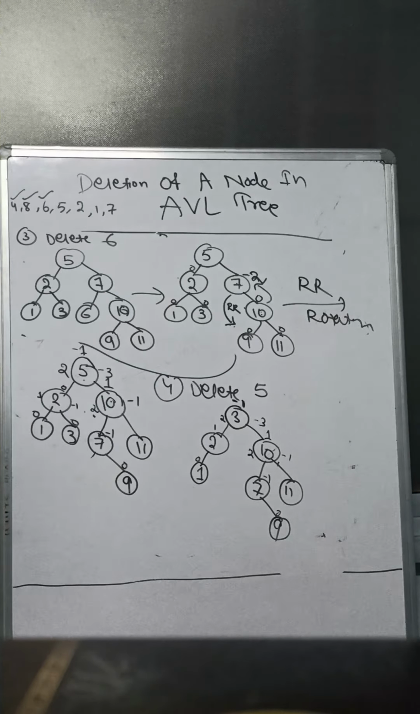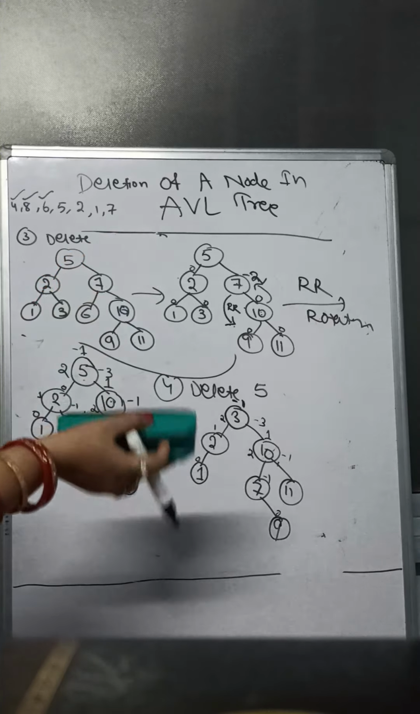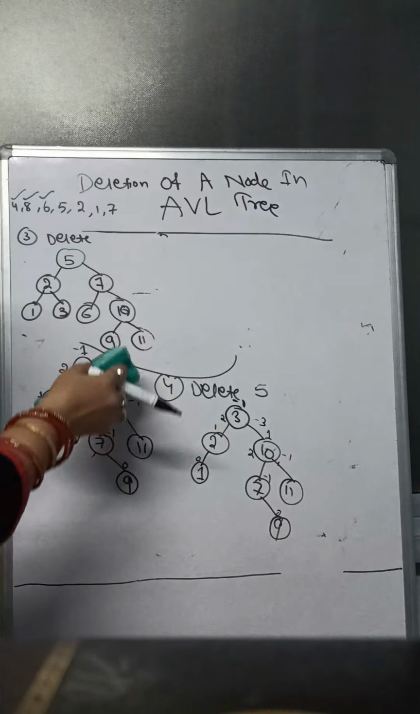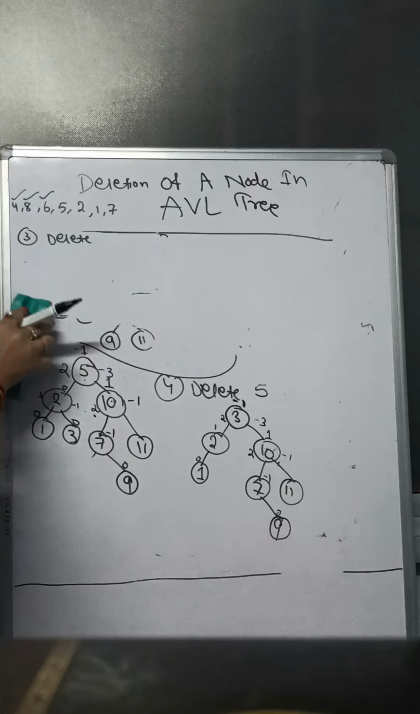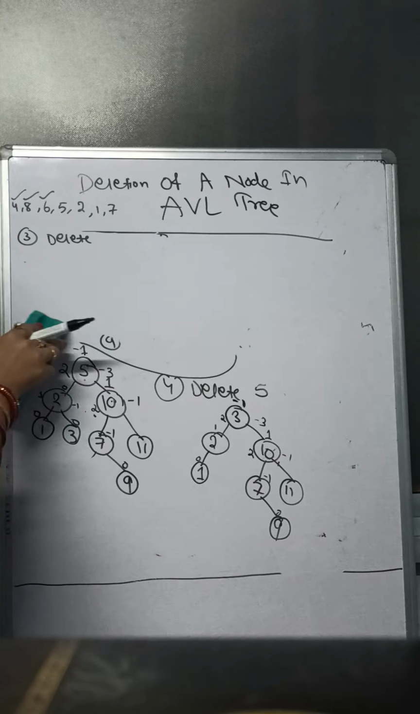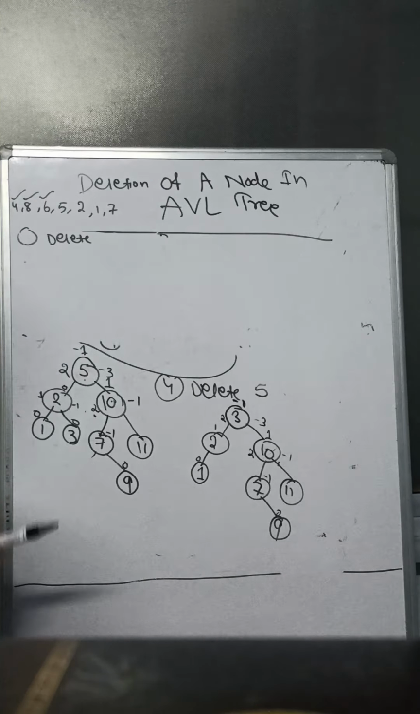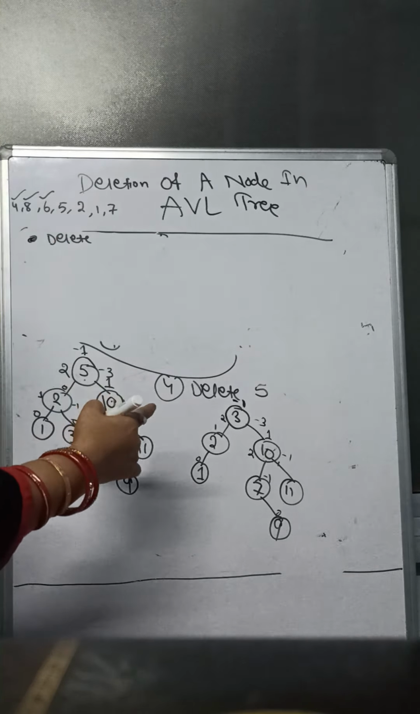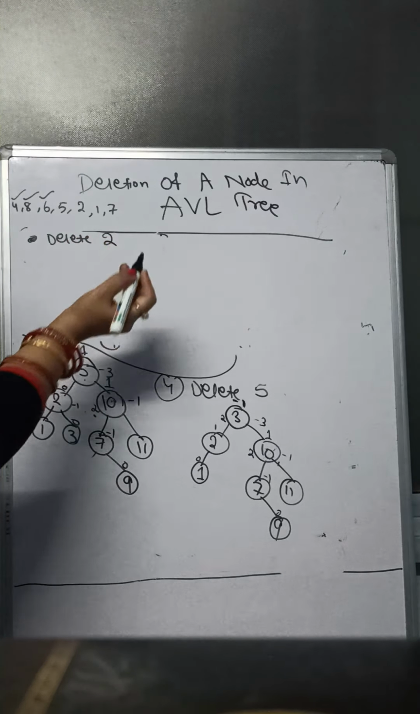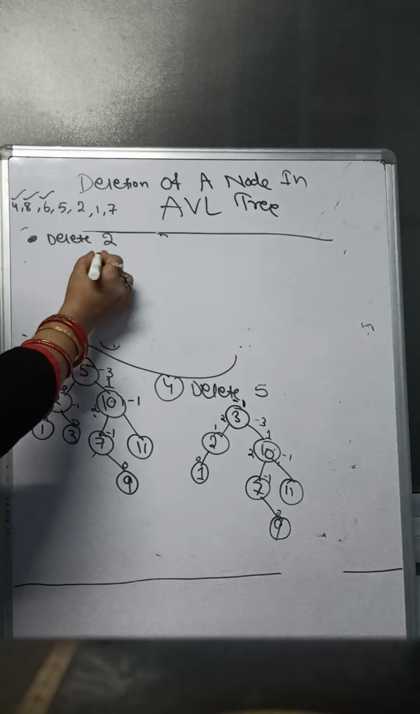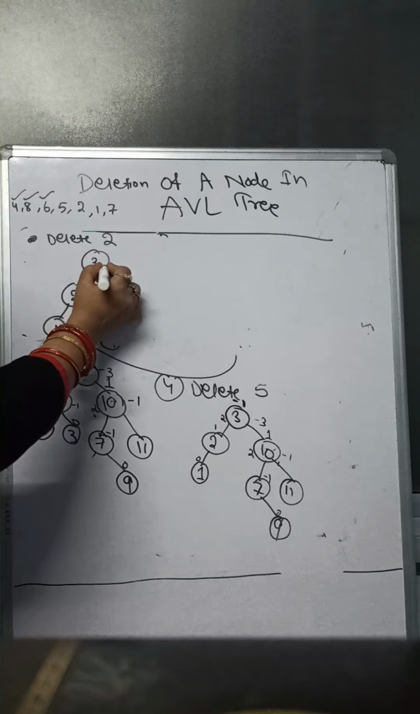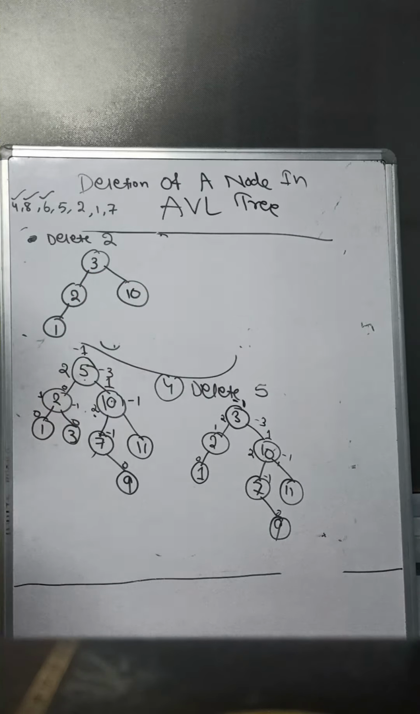Yes, the tree is balanced. So I have to delete 2. I have to delete 2. So my tree is, after deleting 5, I have to delete 2. So my input tree is 3, 2, 1, 10.